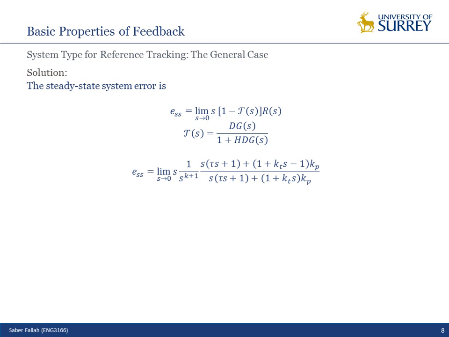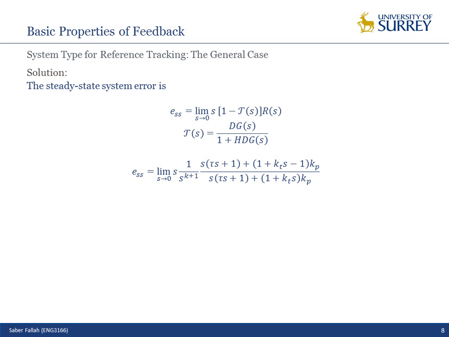Look, D was a constant proportional gain, Kp. G(s) was 1 over s(tau s plus 1). And H was 1 plus Kt s. If I substitute all in this relation, I will come up with this ratio. The input is in the form of a polynomial input, a general form. If k is 0, I have the step input. If k is 1, I have a ramp input. If k is 2, I have a parabola input.